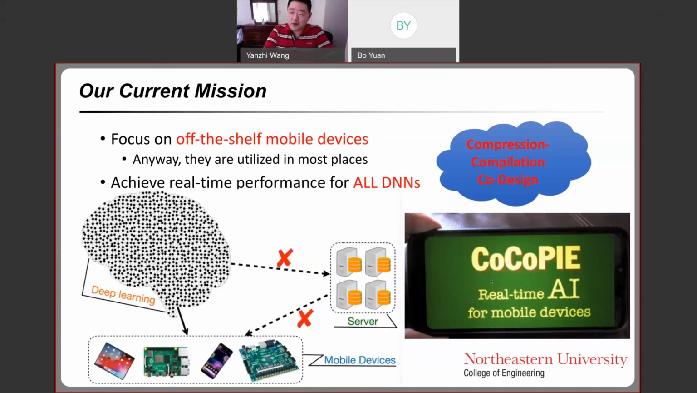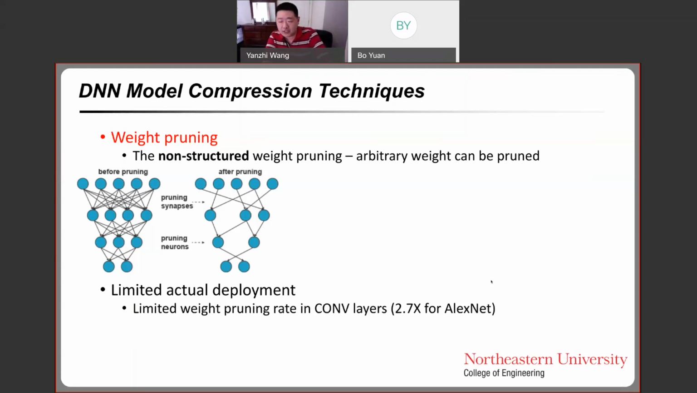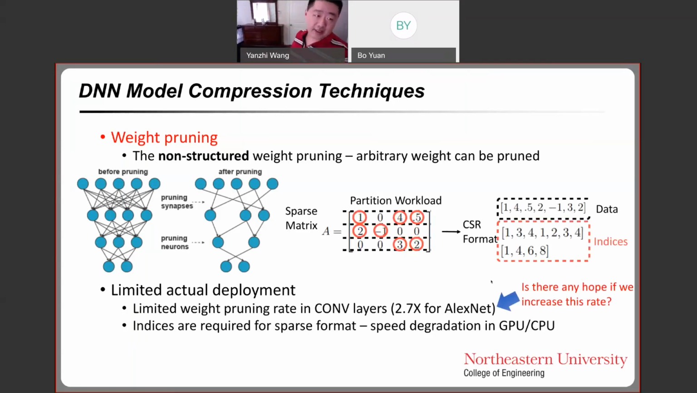And our technique is so-called CoCoPIE, or the compression-compilation co-design. There are many deep neural network model compression techniques. One of them is weight pruning. Weight pruning has been investigated for 5 years, and the early work used the so-called non-structured weight pruning. That means that arbitrary weight can be pruned. But there is limited actual deployment because it is irregular. If we want to store this system and do the computation, for one weight we need to index the next weight. So the compression rate and also the computation is very much limited. This is the limitation of this technique.